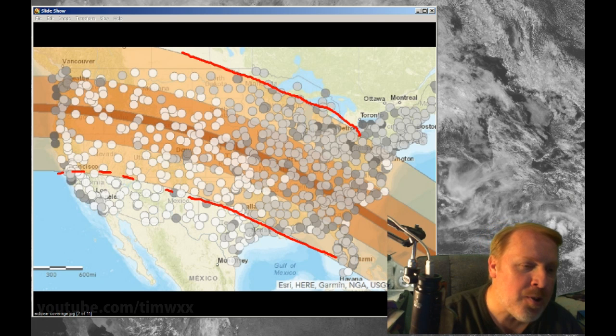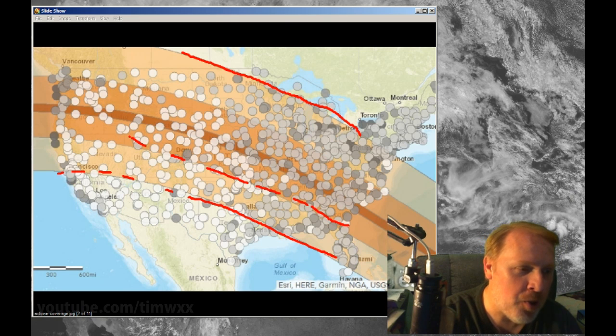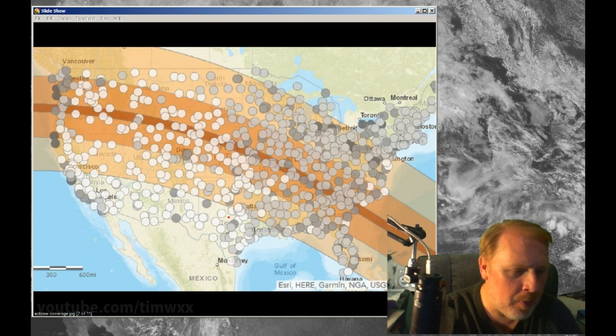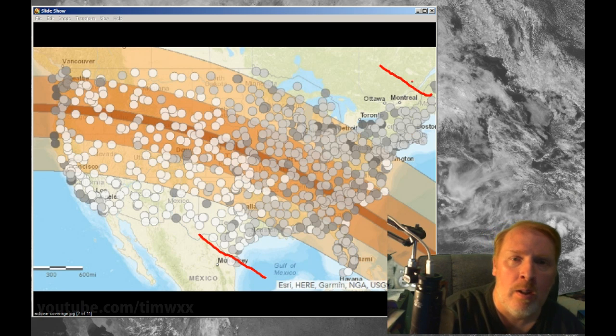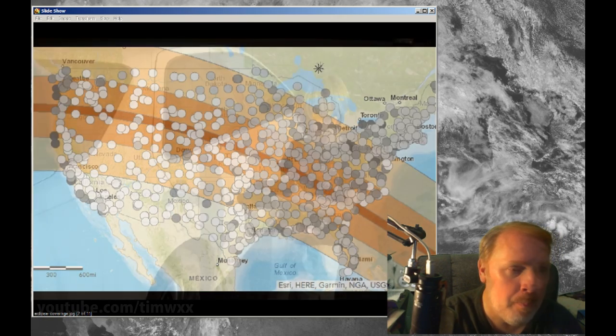And that's definitely enough to see a very noticeable dimming of the sun. In this inner area, that's 90%. So that's very significant darkening of the sky there. And even down in the South Texas area and Maine, 50% coverage. So that's a very good partial eclipse.